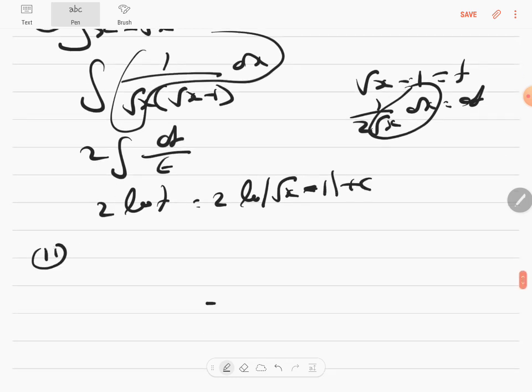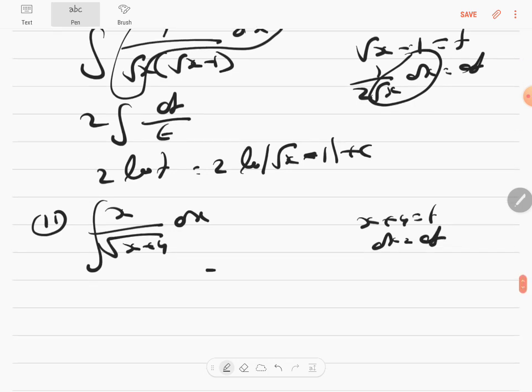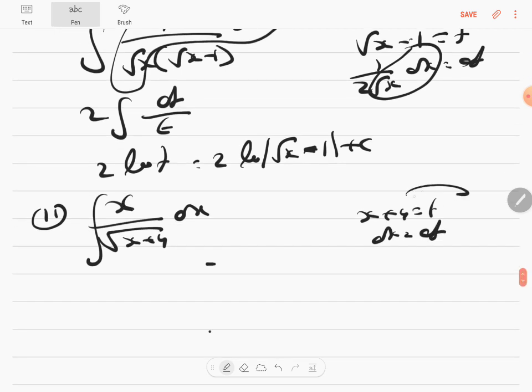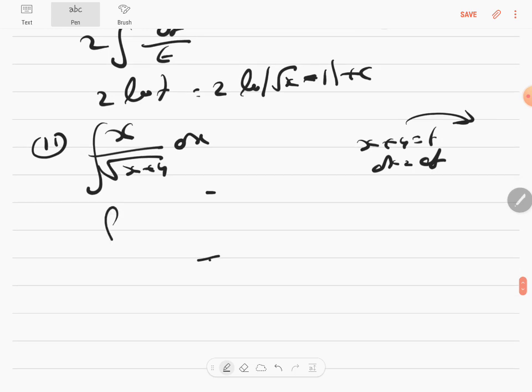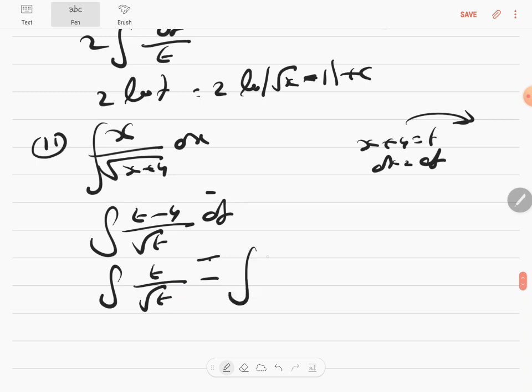So let's go to the 11th question. x by root of (x plus 4) into dx. Since we have root of x plus 4, I will assume that as t. x plus 4 is t, dx is equal to dt, and x will be t minus 4. So it will become (t minus 4) by root t into dt, which is t by root t minus 4 by root t into dt.